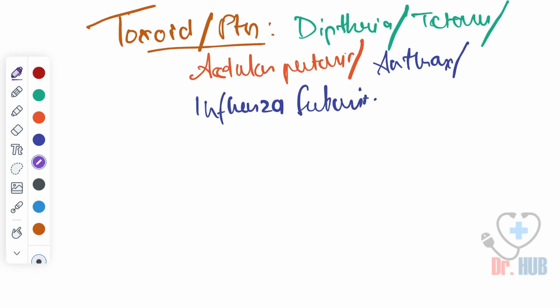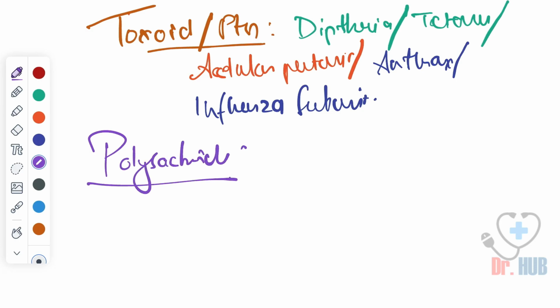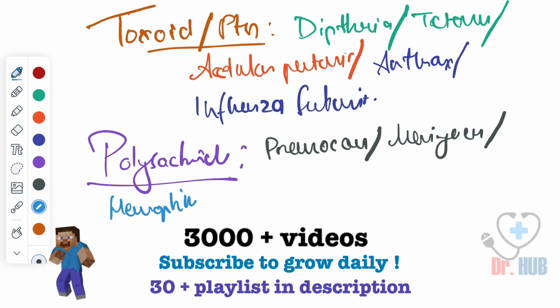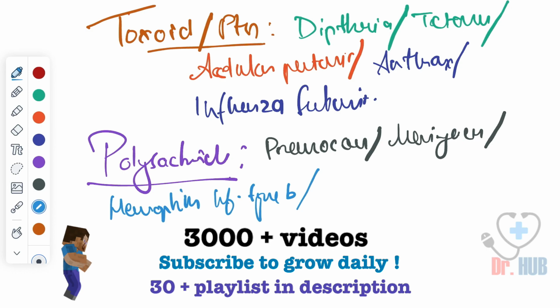Next, we look at the category of the polysaccharides. Under the polysaccharides, there is the pneumococcus and meningococcus. There is also the hemophilus influenza type B, and also the typhoid.